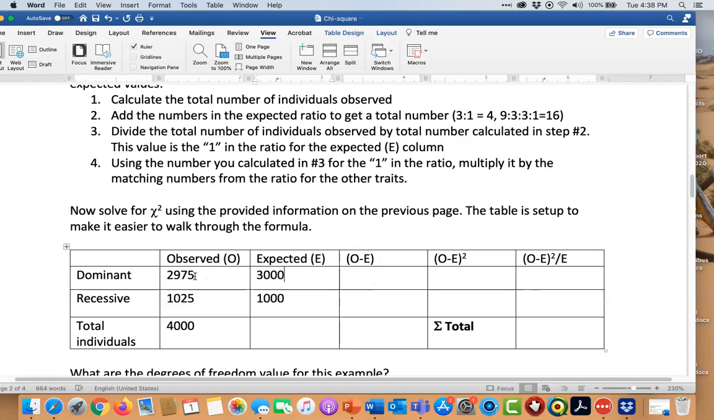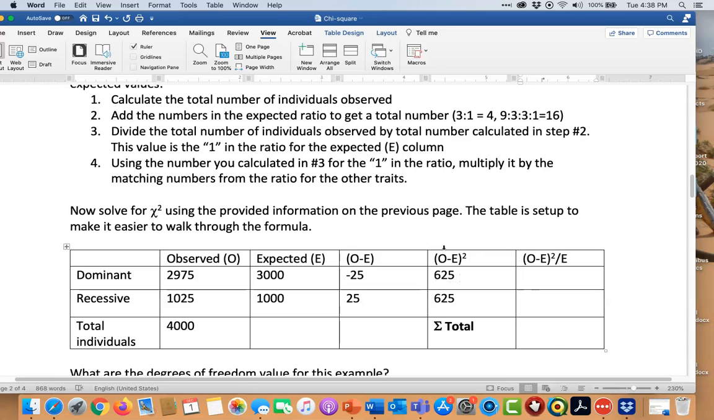So now what we're going to do is take the observed and subtract the expected. So we get negative 25, and then we get 25. These numbers should be pretty much the same, all right? Just one negative. Then you're going to square each of them, and it's going to be 625 for each in this case. And when you multiply two negatives, you're going to get the positive. Then you're going to take that 625.